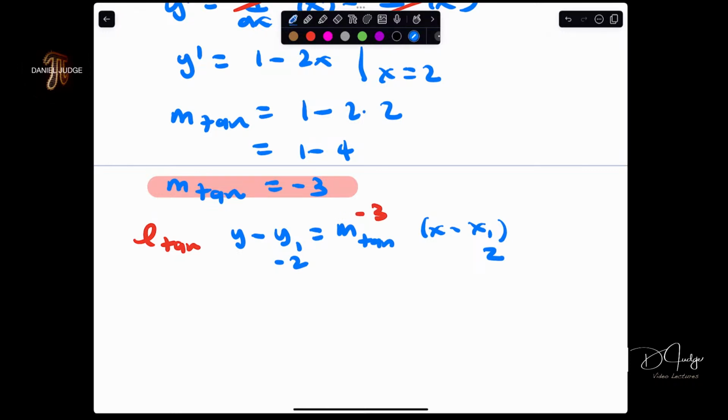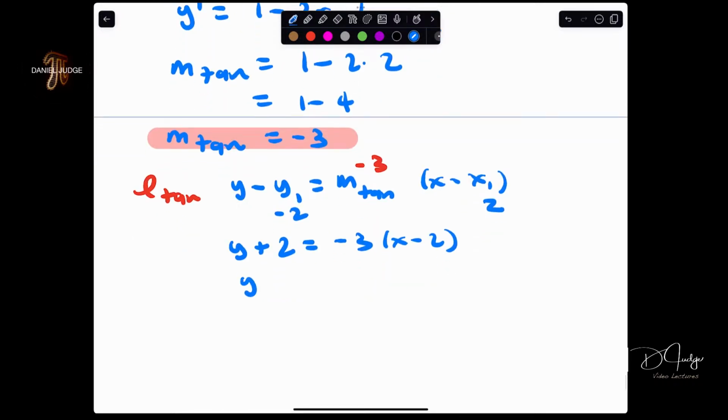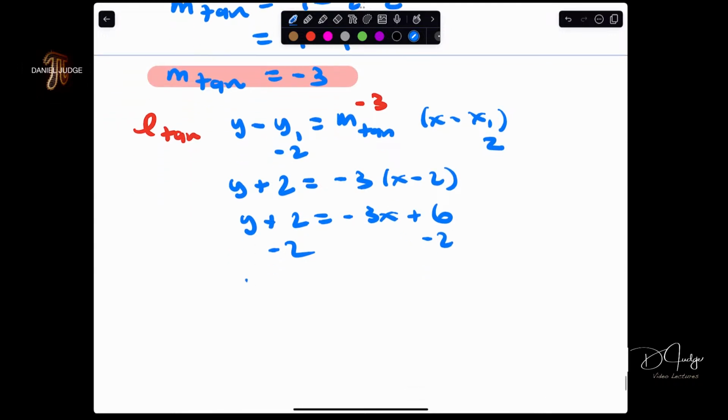So let's get the equation of the tangent line. That becomes y plus 2 equals negative 3 times x minus 2. Y plus 2 is negative 3x plus 6. Subtract 2. Y is going to be negative 3x plus 4. So let's get that tangent line so you guys know.